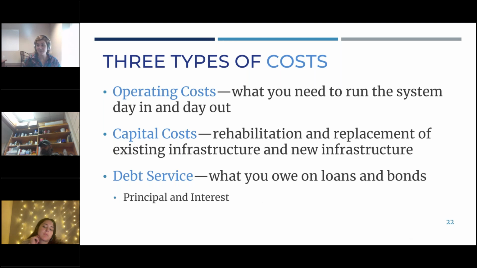And then the final cost is debt service. So utilities often will take out loans or bonds to build capital projects. And so those debt service payments usually come annually in the form of principal and interest payments. And so those are costs that will show up on your balance sheet, and I'll talk about that a little bit later. But this is essentially just what you owe on those loans and bonds, for that money that you borrowed for the capital project that you have to pay back.